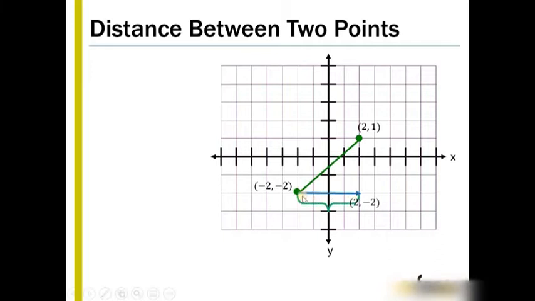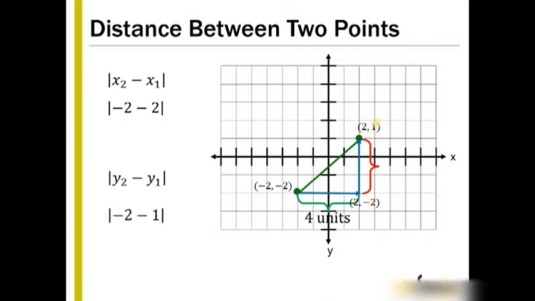First of all, we can look at the x-coordinates. So the x-coordinate has gone from -2 up to +2. So the difference between the x-coordinates is -2 take away 2, which is 4. So that length is 4. Then we can look at the y-coordinates. The y-coordinate has changed from -2 to 1. So the difference between the y-coordinates is -2 take away 1, which is 3.